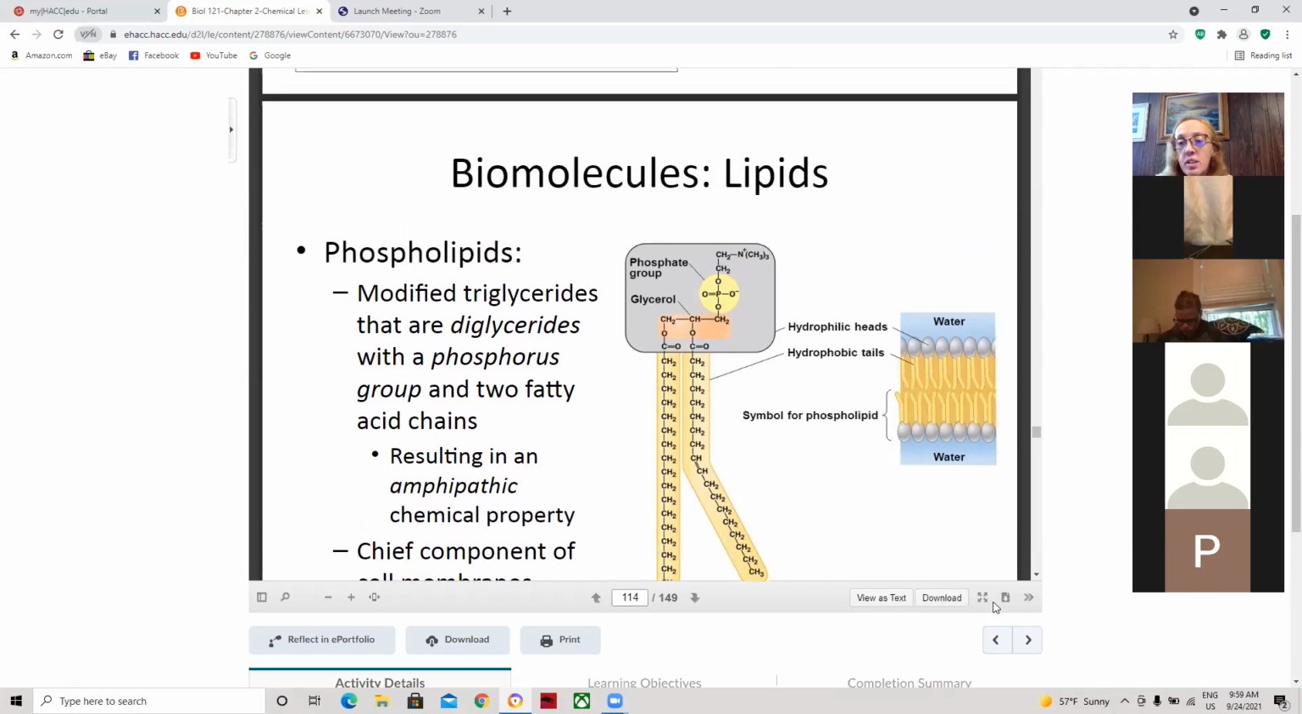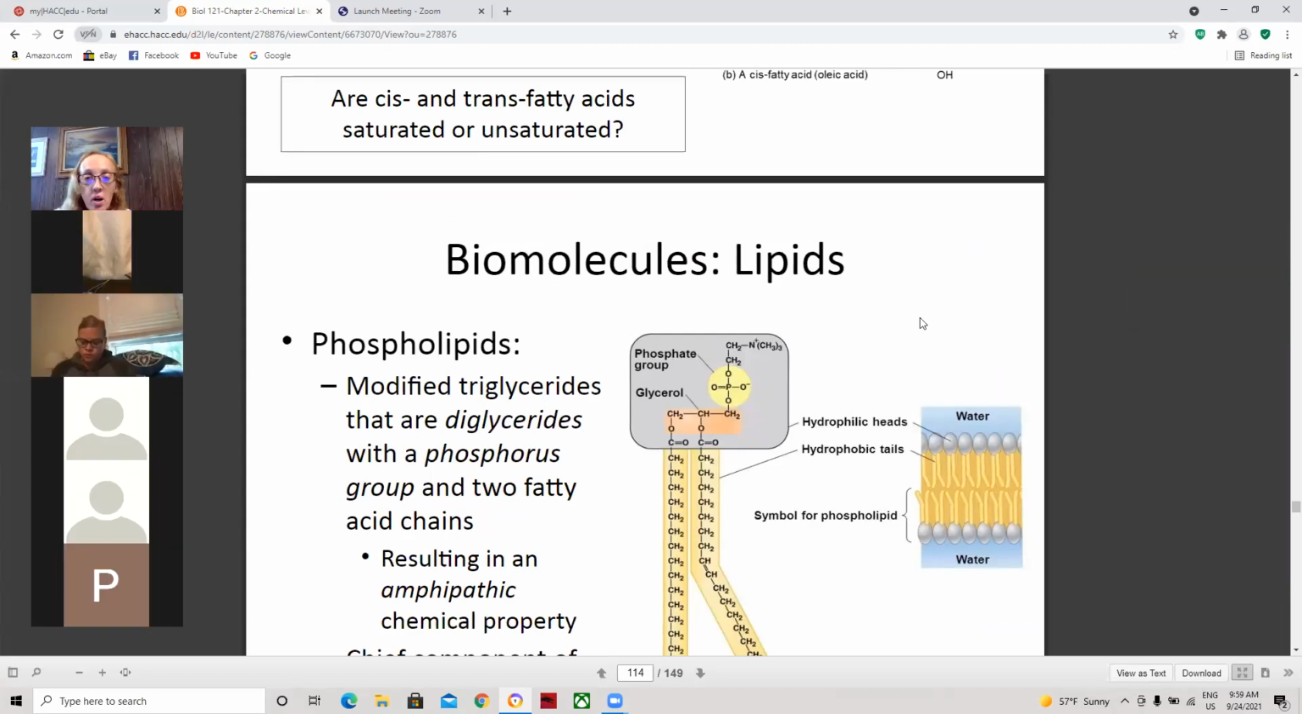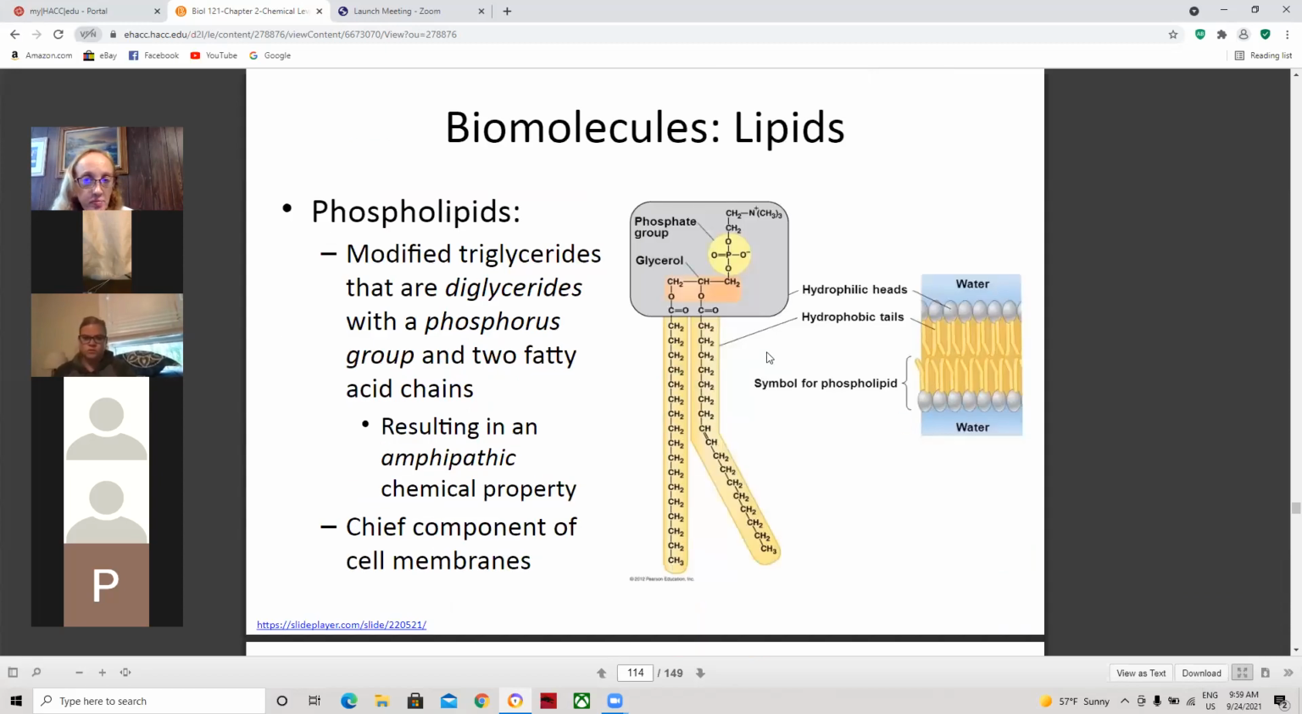Okay, so continuing on with lipids, phospholipids are a little different from triglycerides because we still have a glycerol molecule, but rather than having three fatty acid chains, we only have 2. And the third carbon on the glycerol molecule is attached to a phosphate group. What is the charge? Is a phosphate group polar, is it non-polar, what is it?